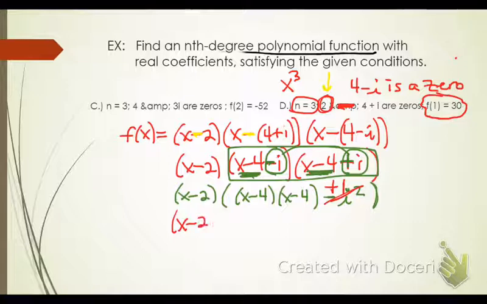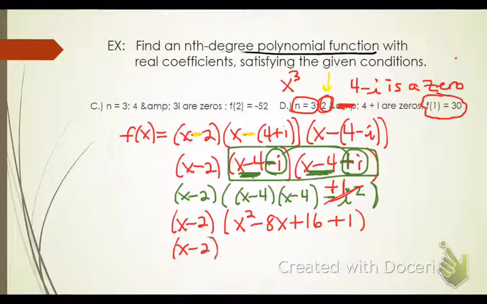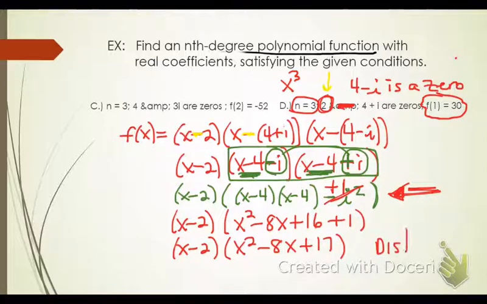I'm going to leave the x minus 2 on the outside, and I'm going to FOIL these. So I get x squared minus 8x plus 16, and then don't forget there's a plus 1 there. And that gives me x squared minus 8x plus 17. So the tricky step is right here with multiplying. Make sure you're trying those problems in your homework. So now right here you have to distribute.